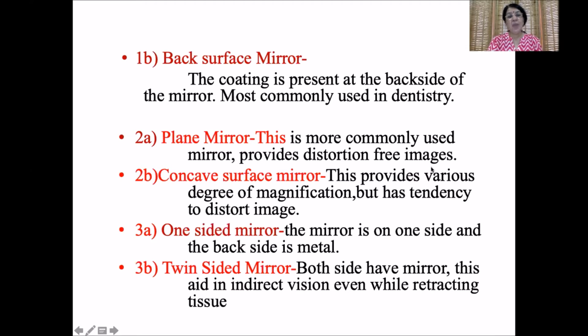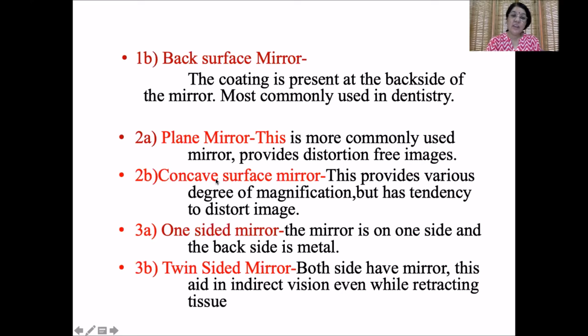Then you have a plain mirror. This is the more commonly used mirror because it provides a distortion-free image. If you go back to your 12th standard, you had convex surface, concave lens, convex lens. Every lens, if you remember that diagram, gave you an inverted or magnified image. When it is a plain mirror, the image is of the same size and it is clearer, distortion free.